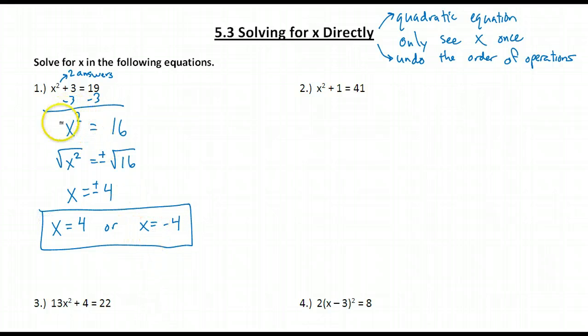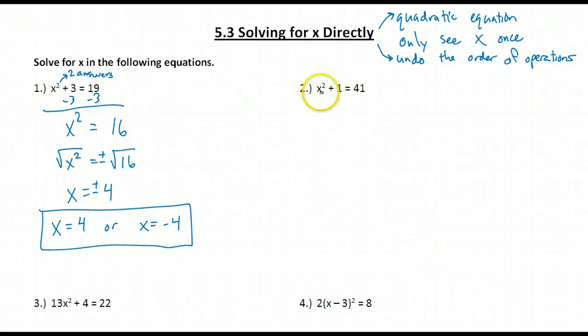Which makes sense because if I look at this step right here, 4 squared is 16. And negative 4 squared, negative 4 times negative 4, is also positive 16. So I do get 2 answers, positive 4 and negative 4.